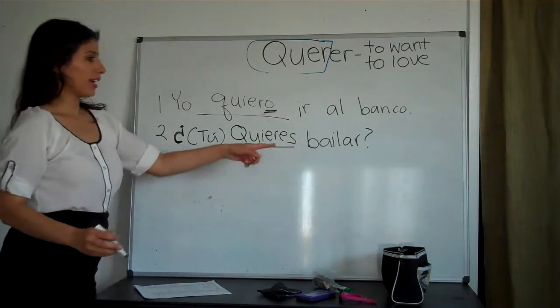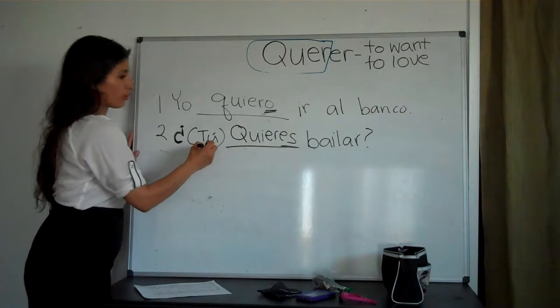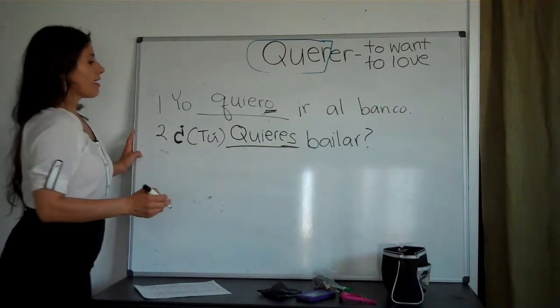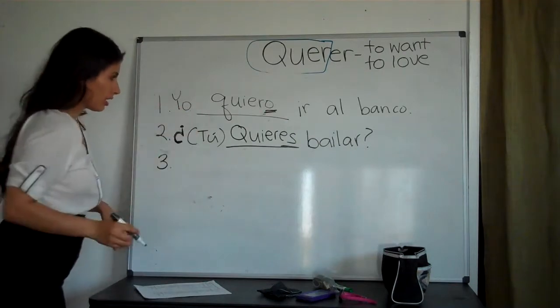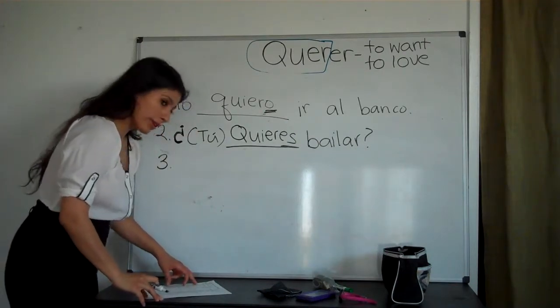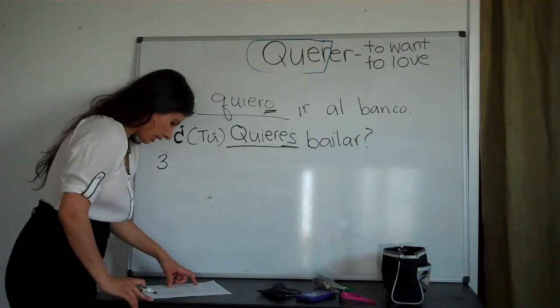If you said quieres bailar, you were right. Do you want to dance? The es is the ending for the tú in the present tense, right? Let's go to another one. And here you are practicing some of the vocabulary on this vocabulary list. The coherence is really helpful.